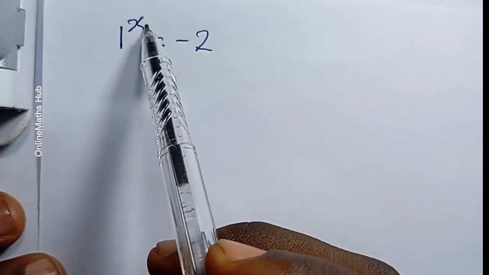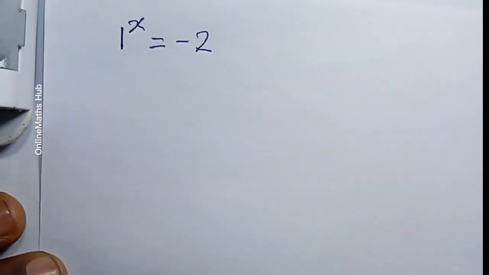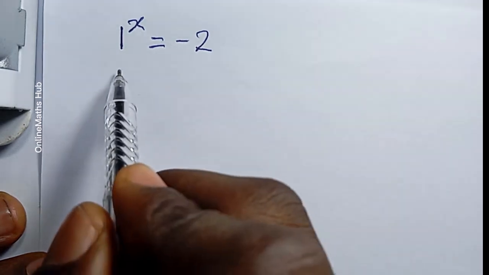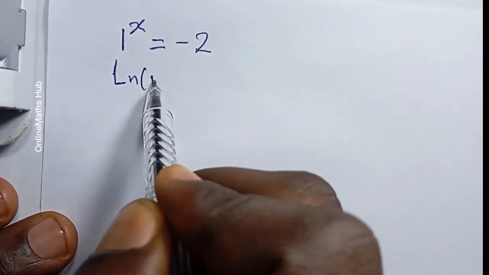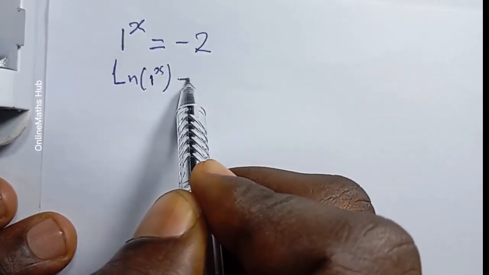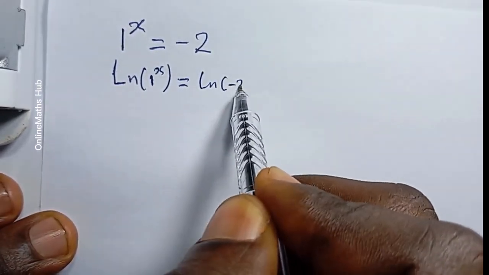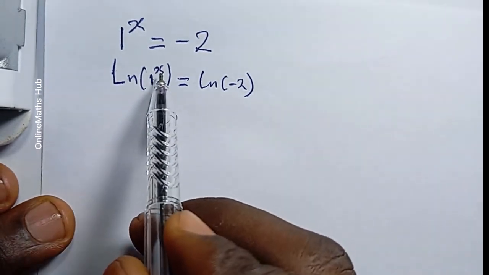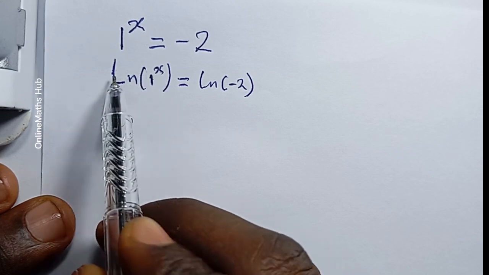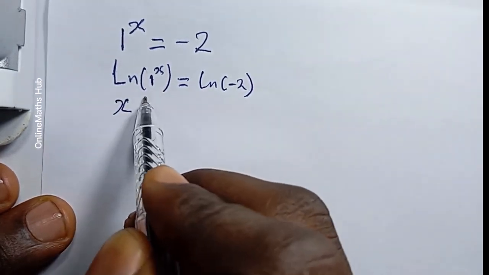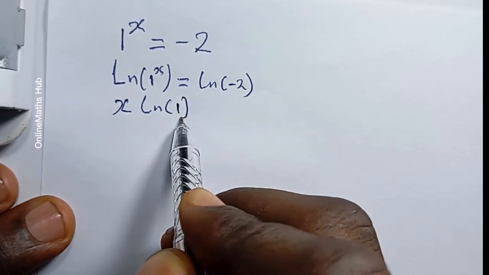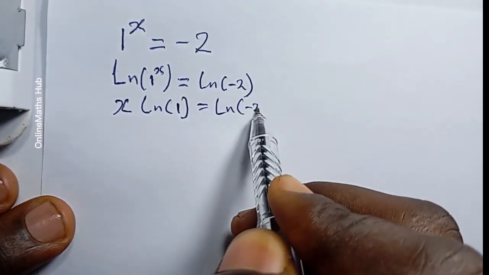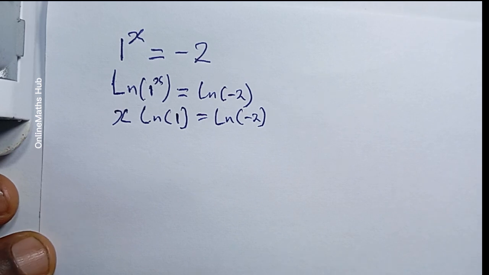So of course, whenever you have an unknown as the exponent, one of the most natural things to do is to take the natural log of both sides. If I do that, I'm going to have the natural log of 1 to the power x equal to the natural log of -2. Then at this point I am going to apply the natural log property, so I'll bring down this x right here. So I'm going to have x multiplied by the natural log of 1 equal to the natural log of -2.